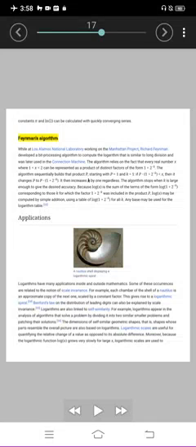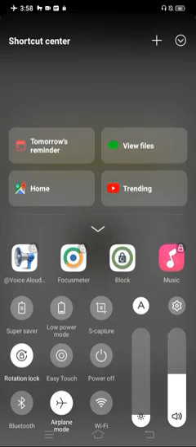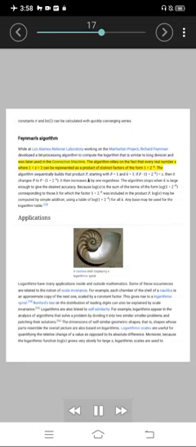Feynman's algorithm. While at Los Alamos National Laboratory working on the Manhattan Project, Richard Feynman developed a bit processing algorithm to compute the logarithm that is similar to long division and was later used in the Connection Machine. The algorithm relies on the fact that every real number x where 1 < x < 2 can be represented as a product of distinct factors of the form 1 + 2^-k.